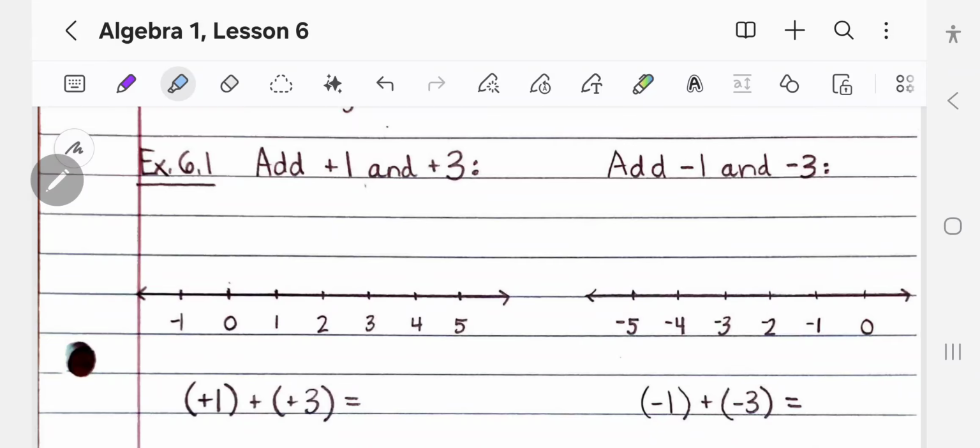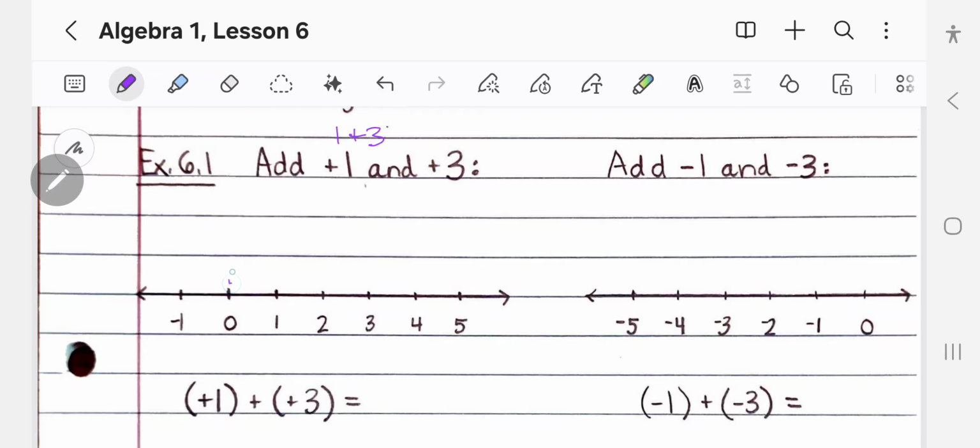Example 6.1, add +1 and +3. Okay, so the problem would be 1 plus 3. Now we know the answer to that is 4, right? We can do that without drawing it, but let's show that we can do it on a number line.